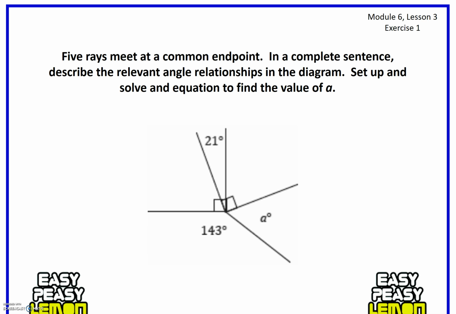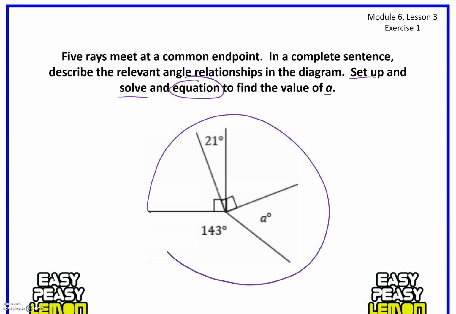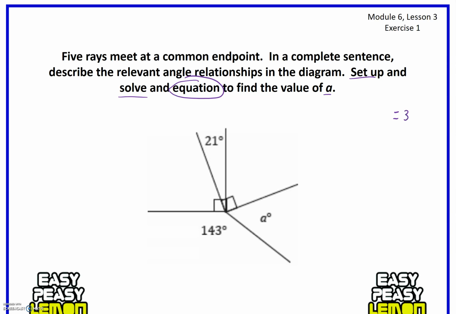Exercise 1. 5 rays meet at a common endpoint. In a complete sentence, describe the relevant angle relationships in the diagram. Set up and solve an equation. Again, I want to focus on setting up and solving an equation to find the value of A. Well, this again looks like something that adds up to 360 degrees. So I will make a sum of 360, and I'll just start naming off all of the angles. And this one may be a little tricky. I want to start with this 90 degree angle.